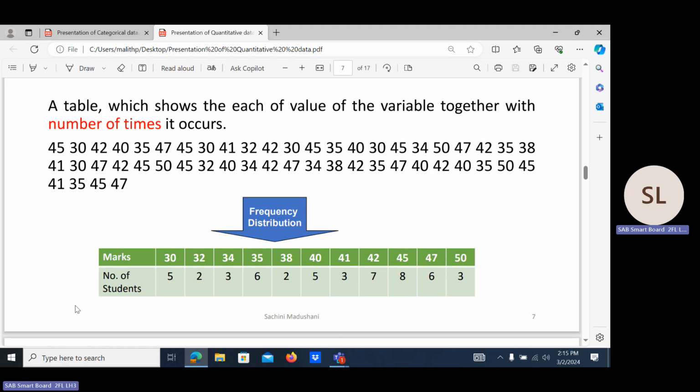This value, the number of students, we call the frequency value. The variable here is marks, which is the quantitative variable. This one is the frequency. Understood? That we call the ungrouped data distribution: a table which shows each value of the variable together with the number of times it occurs. Number of times it occurs means what? Frequency value. Understood?